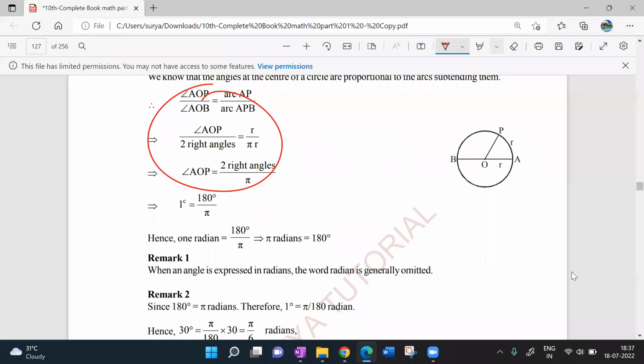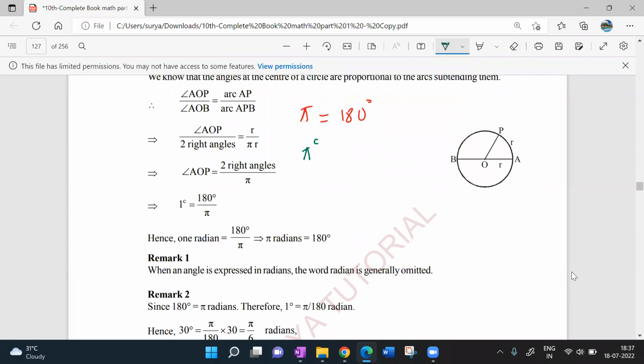See, look at it. Pi is nothing but 180 degrees. Pi means 180 degrees, and pi by 2 is nothing but 90 degrees. 180 degrees I represent with pi. Pi can also be written as pi to the power of c. Both are the same, both are in radian measurement. If I don't have anything on the power of pi, it is in radians.